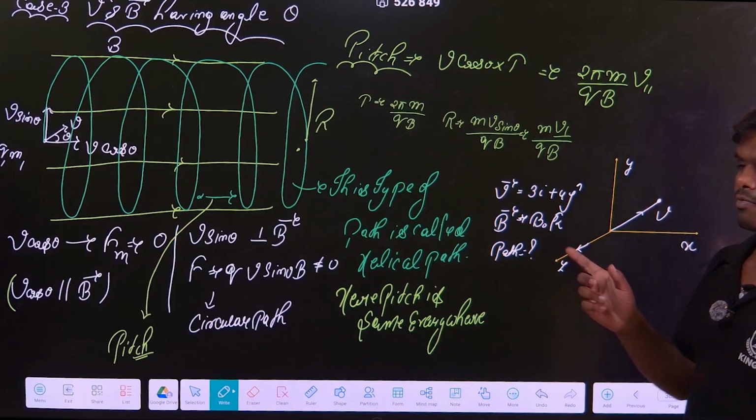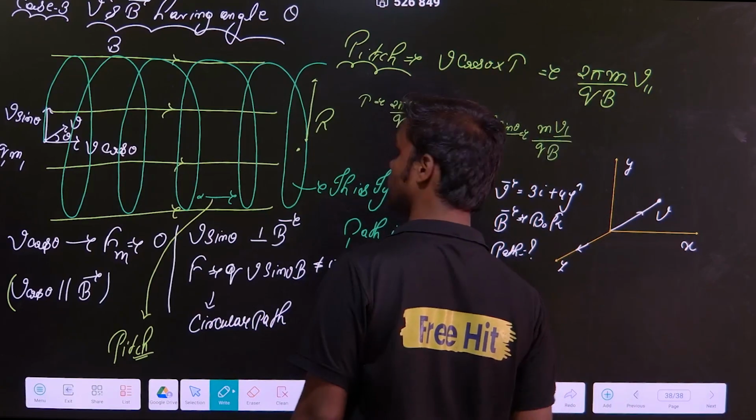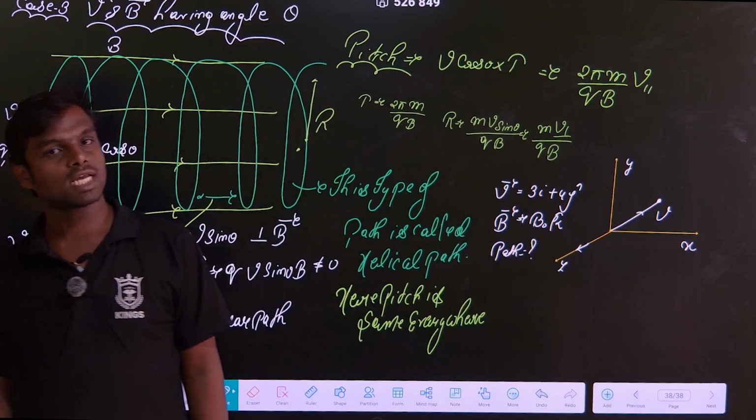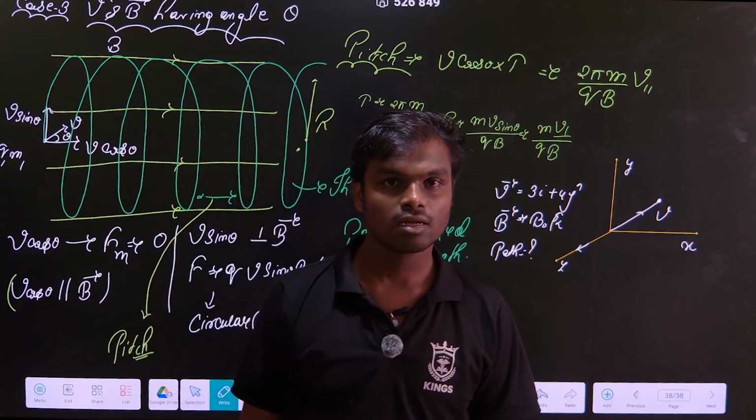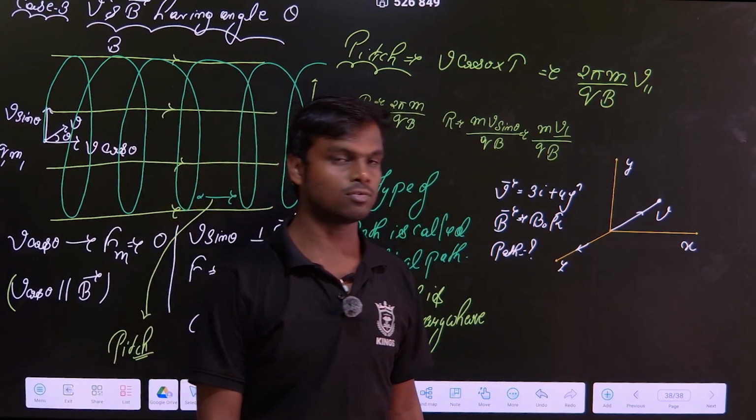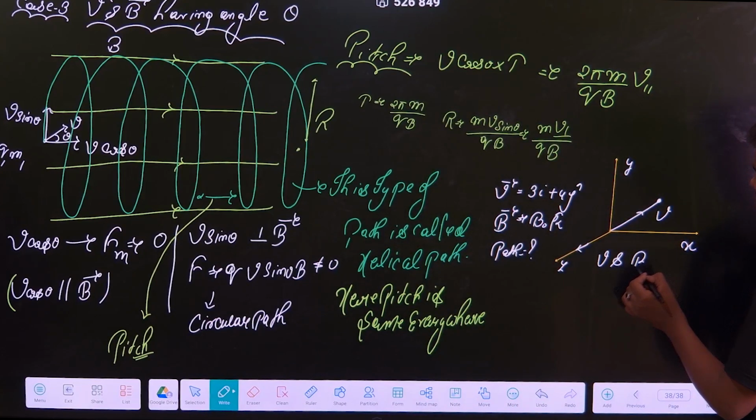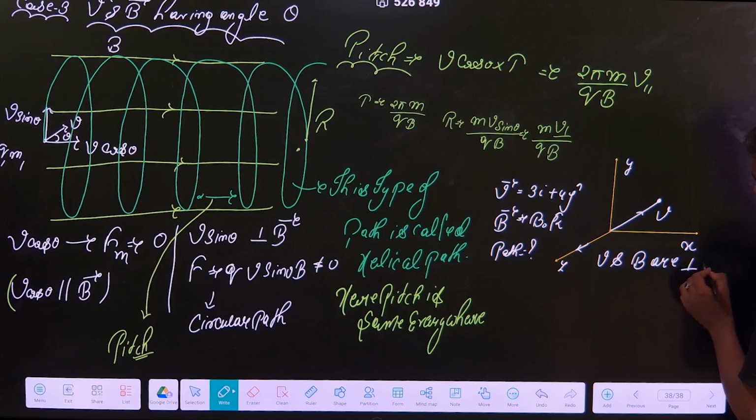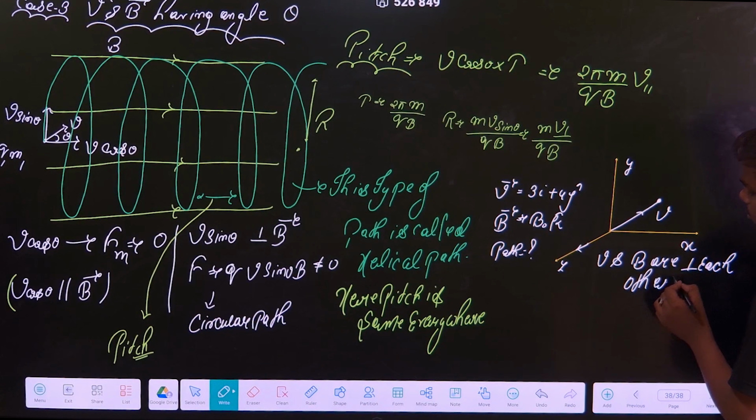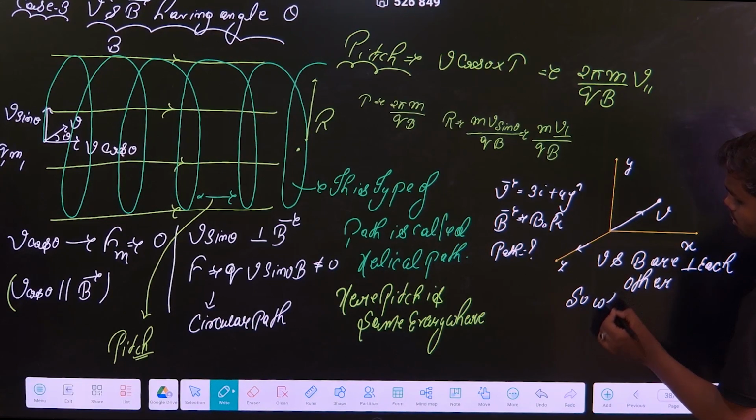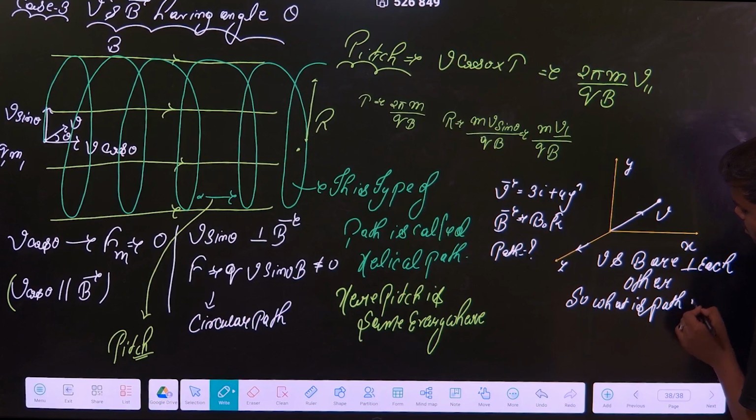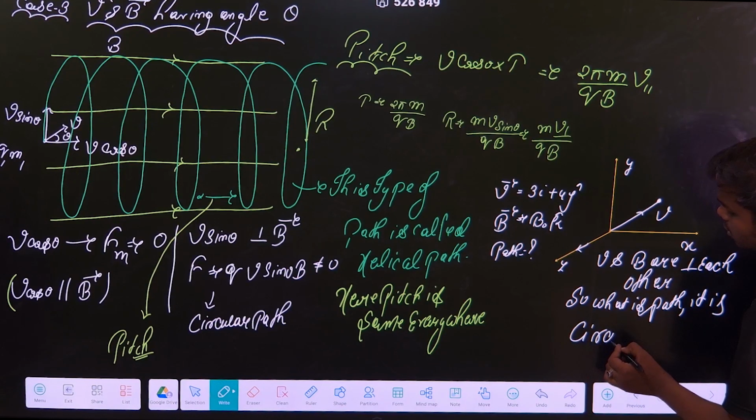So what is the angle between velocity and magnetic field? Can you tell me what is the angle? It is still 90 degrees. Yes or no? The velocity V and B are perpendicular to each other. Still it is perpendicular to each other. So what is the path? It is circular. It is not helical.